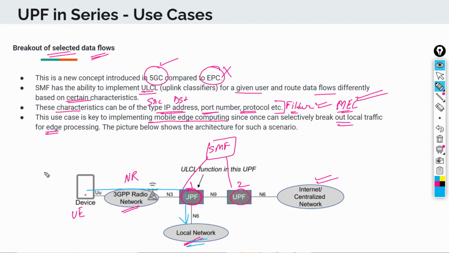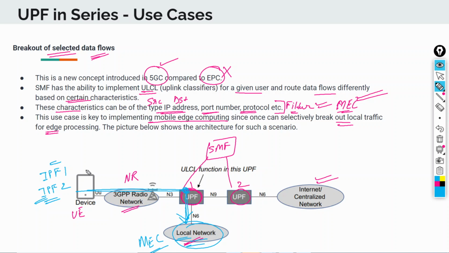So you can think of it like this. On this device, you can have multiple IP flows, right? So you can have IP flow 1 and IP flow 2. Now IP flow 2, as an example, say you want to send to the local network, whereas IP flow 1 you want to send to your central network, right? In that case, you will have an uplink classifier for IP flow number 2, and when this IP flow traffic hits the UPF, it will see, oh, I need to send this out locally, so it will route this traffic to this local network, which is the basis for your mobile edge compute.